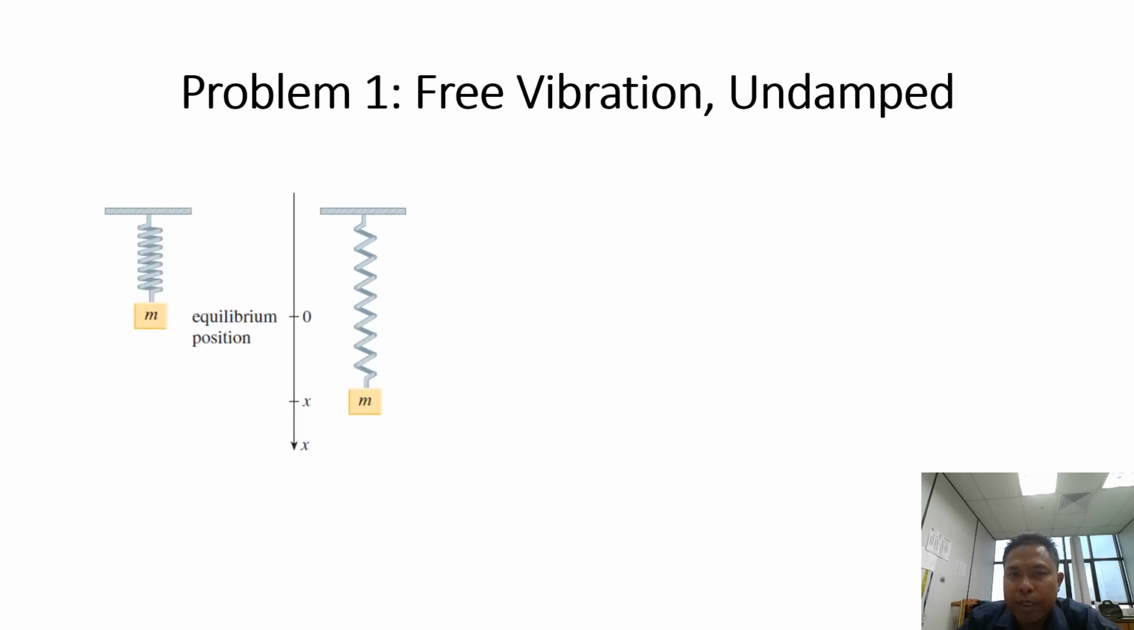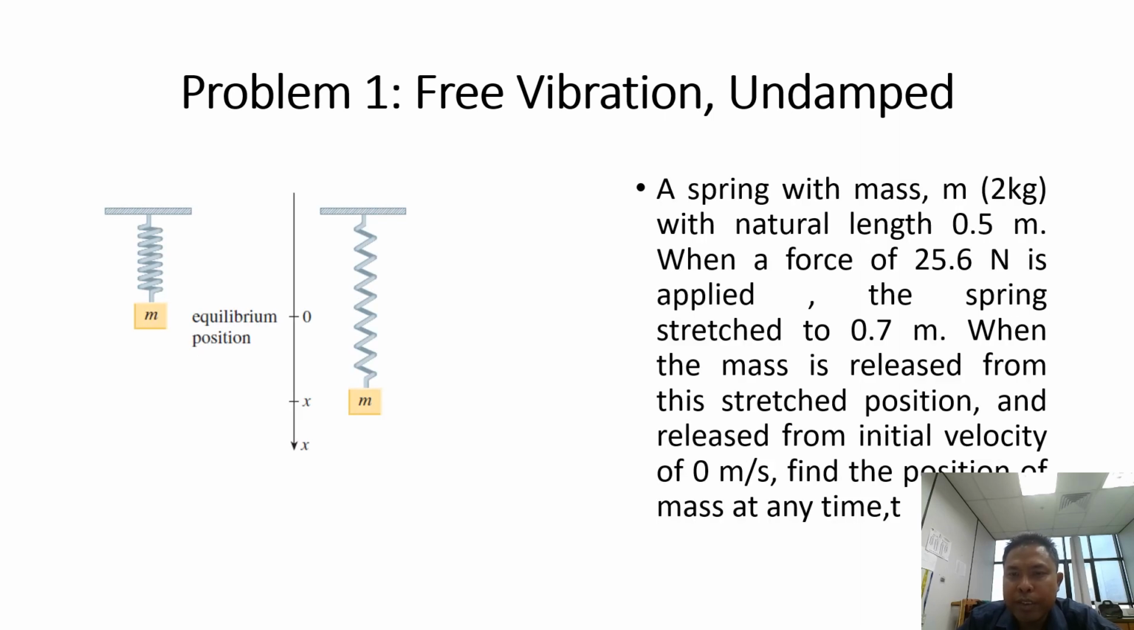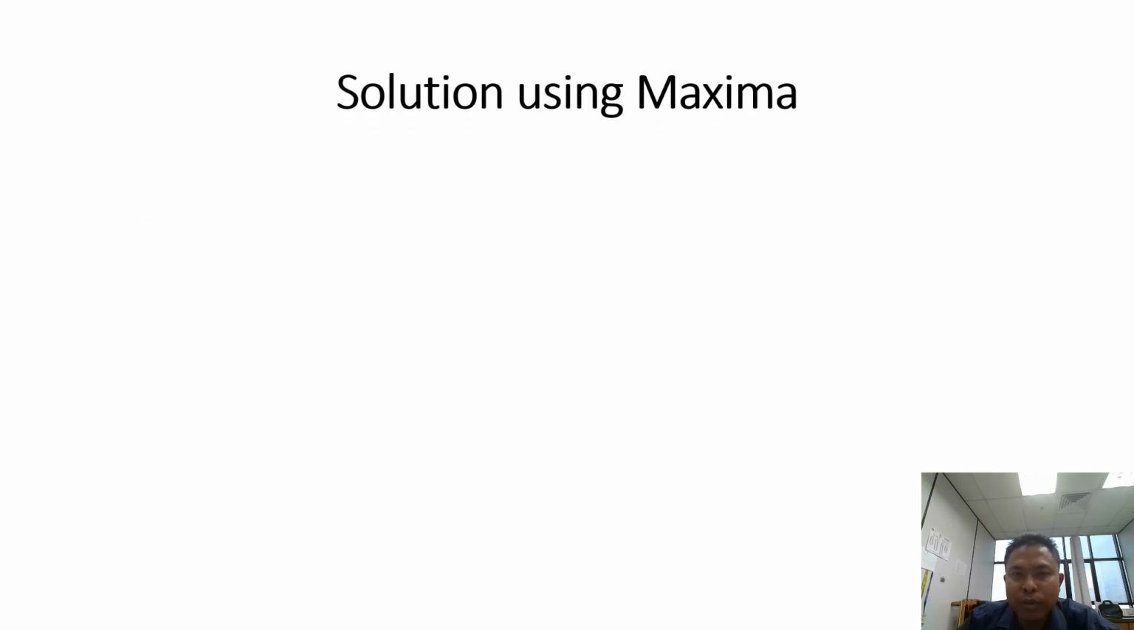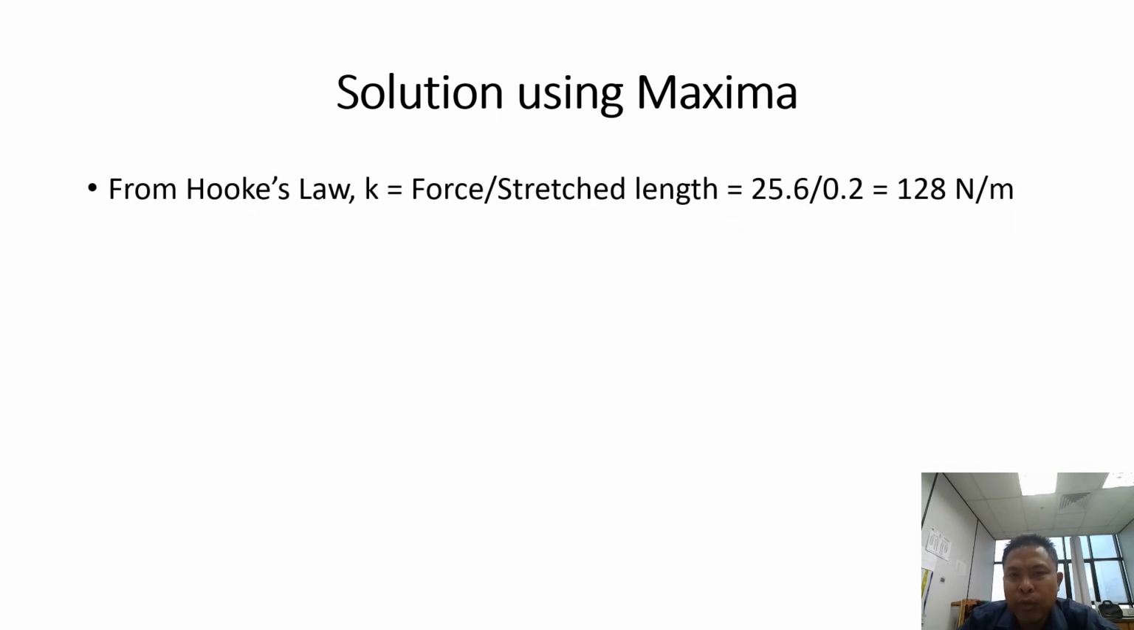Okay, so the problem given to them is the free vibration undamped, where this is the question: a spring with a certain mass, with a certain length, and we have the stretch length. So the student will be given all of this information, and they have to formulate this by using a model. Before they use Maxima, they have to find the constant K, which is a parameter of the problem. The constant is 128. It's a free vibration, meaning there is no external force, and this is an undamped situation. Beta is equal to 0.